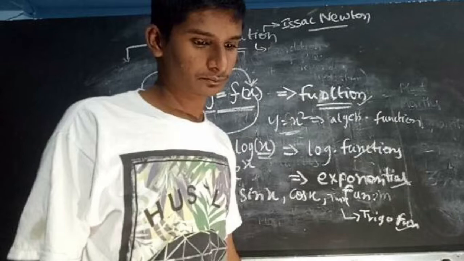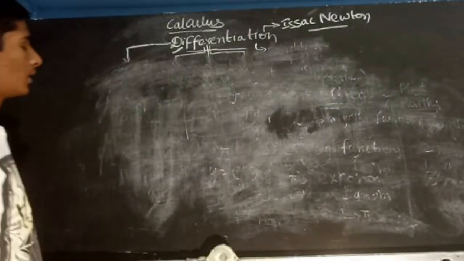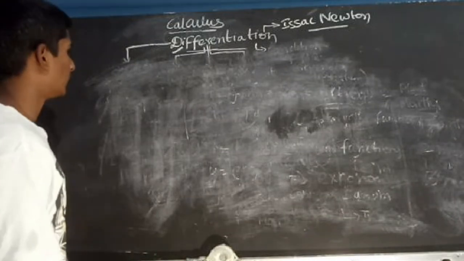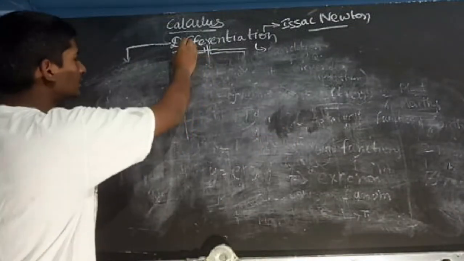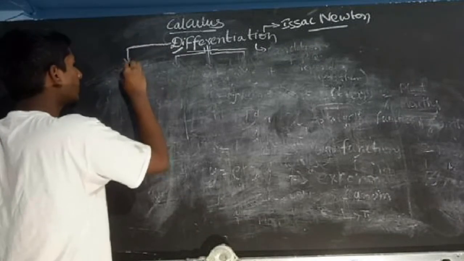Now we will talk about the slope. I said from the start that differentiation is called the slope of the graph.